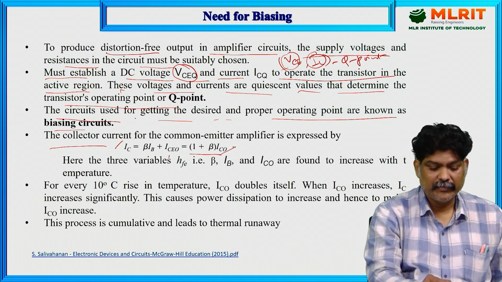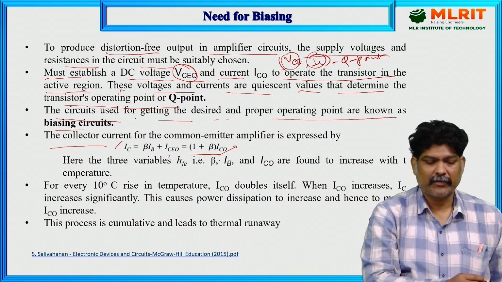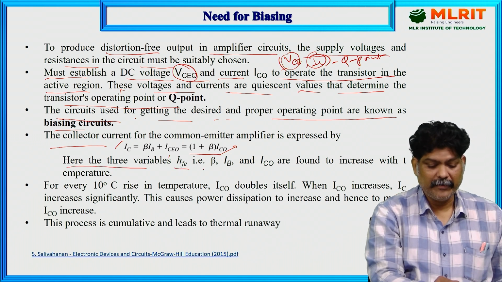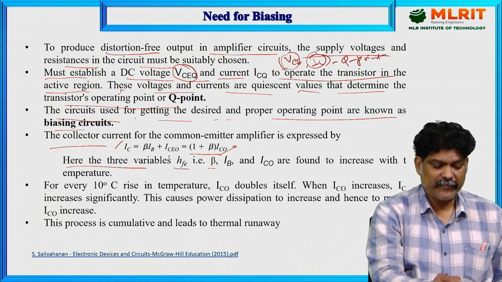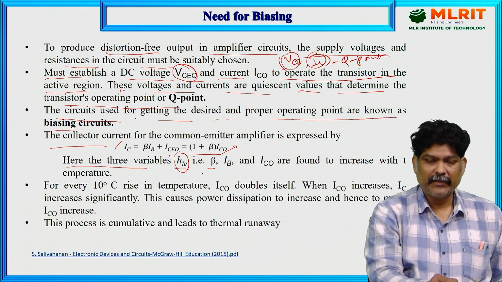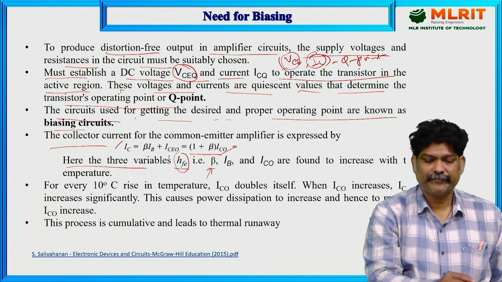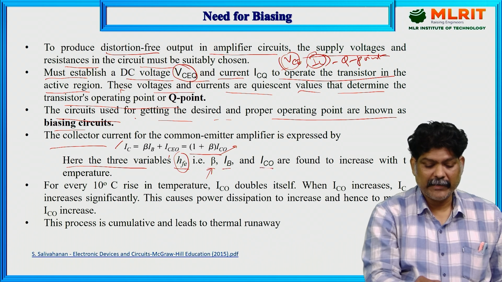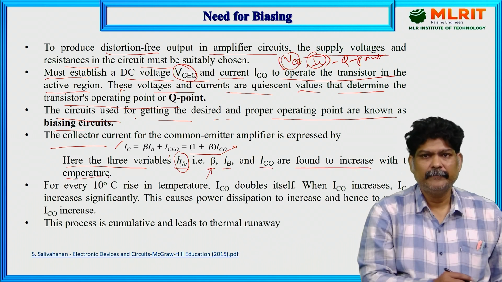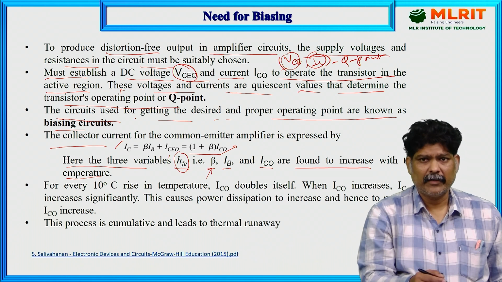Here we can write ICO is the reverse saturation current, the common reverse saturation current. Here are the three variables: hFE, beta. So hFE is for the AC analysis case, and hFE can also be represented with beta. Beta, IB and ICO are found to increase with temperature. So this is actually the drawback of the transistor.